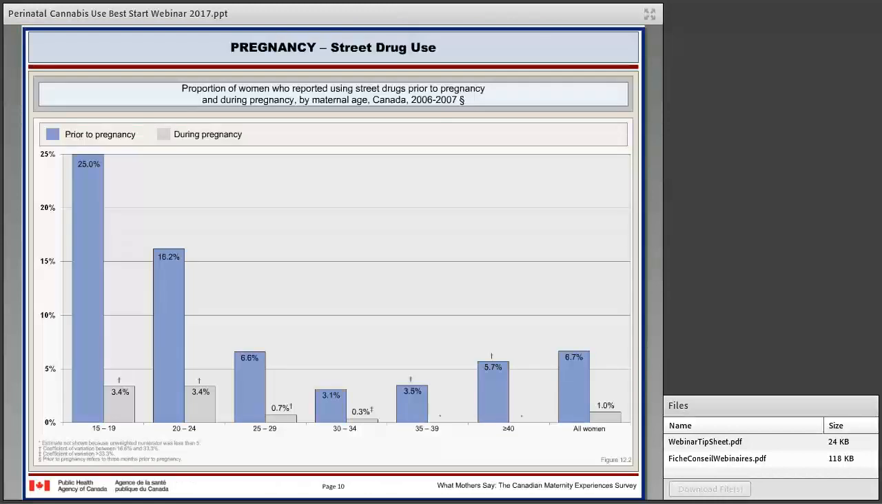So this is data from the Canadian Maternal Experiences Survey, and it shows you that the use of street drugs was related to maternal age. So women who were aged 15 to 24 had the highest proportion of illicit drug use. So 25% again in the first 3 months before pregnancy, reduced to 3.4%. And when we look across the age groups, the lowest proportion was actually among women between 30 and 34. So age is one of those determining factors in terms of screening for cannabis use to be considered.